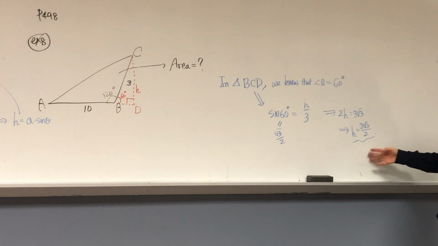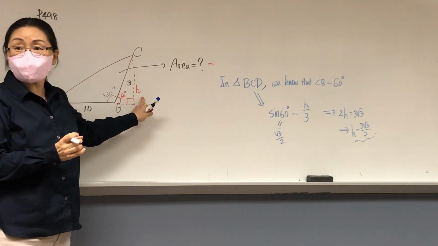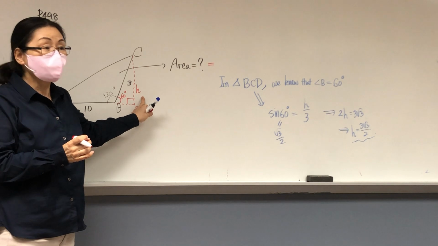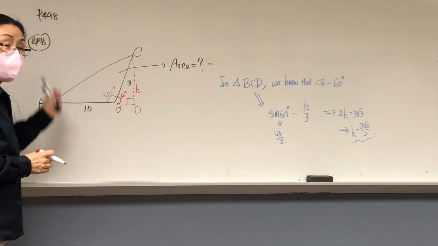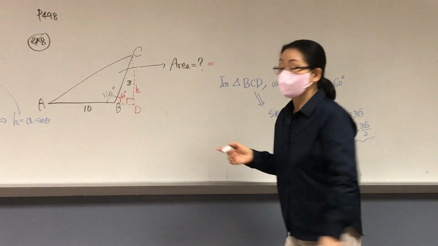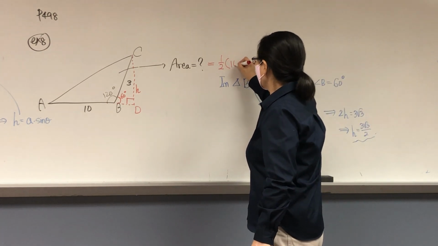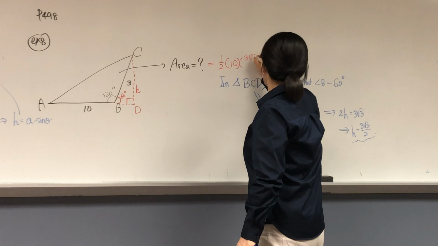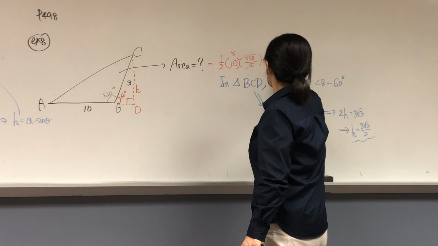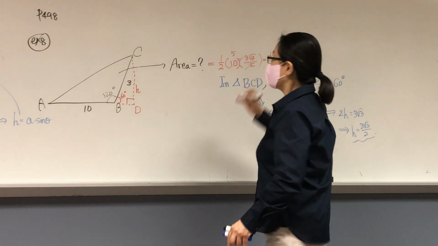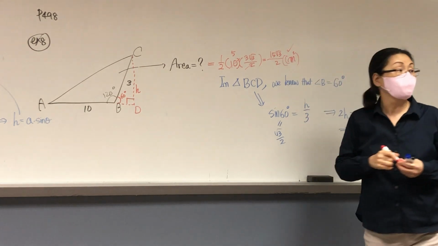So we got H. Why we got H? Go back to here. So this H is what? 3 square root of 3 over 2. Am I right? Yep. And what is your base? 10. So what is your area? 1/2 times 10 times 3 square root of 3 over 2, and that's your area. Centimeter square. Yes? Isn't it?